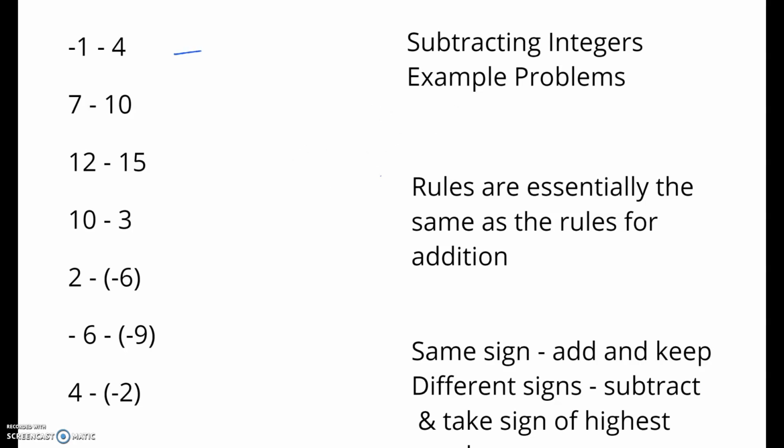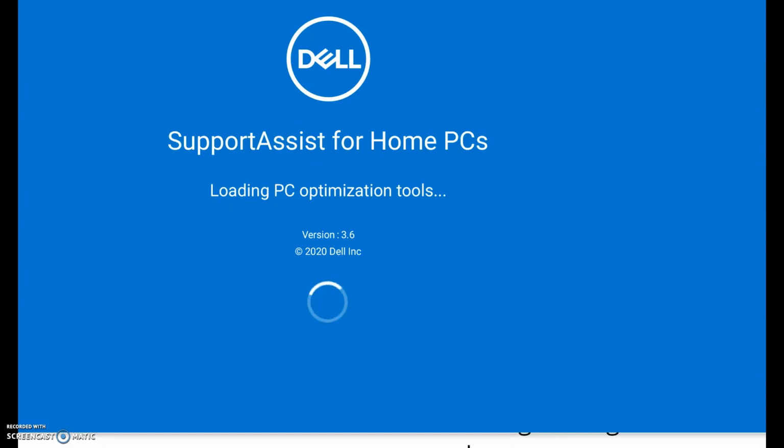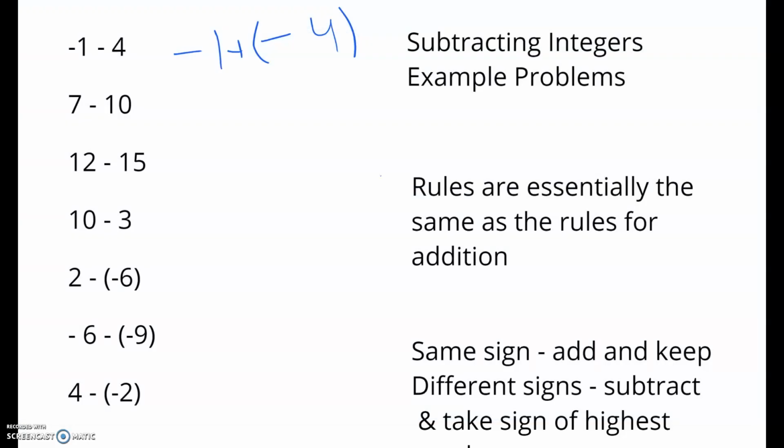So what I do when I'm doing problems like this is I think of it, instead of as 1 minus 4, as a -1 that I'm combining, or adding, with a -4. I have a -1 here and a -4 here, and I'm going to put those together. I'm going to use my addition rules to combine those two integers.